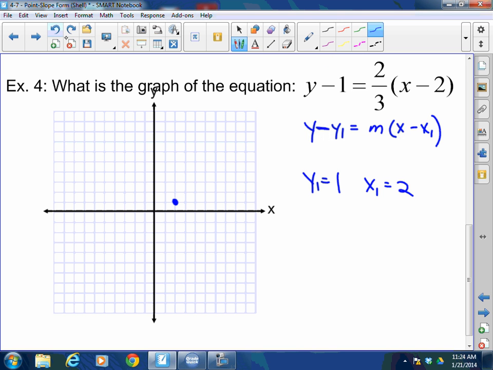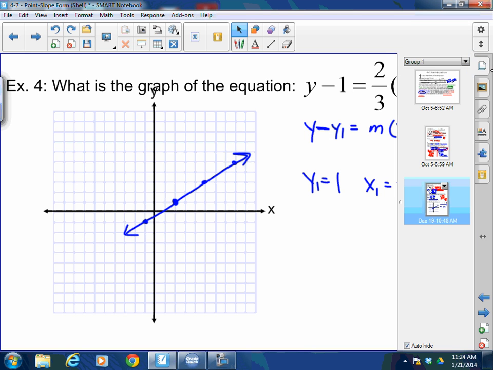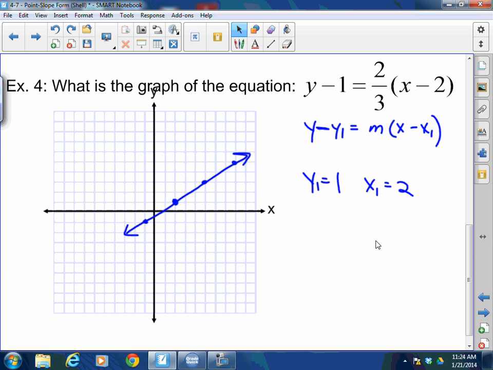So I have the point (2, 1). What's my slope? 2 over 1. No, it's 2/3. So I go up 2, over 3. Up 2, over 3. Down 2, over 3. Isn't that a lot easier? And ping pong boom, that's it. Does that make sense to everybody? You promise? Awesome. Hope you learned a lot. Have a great day.